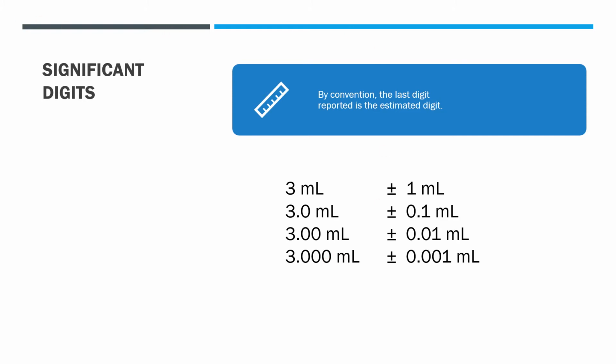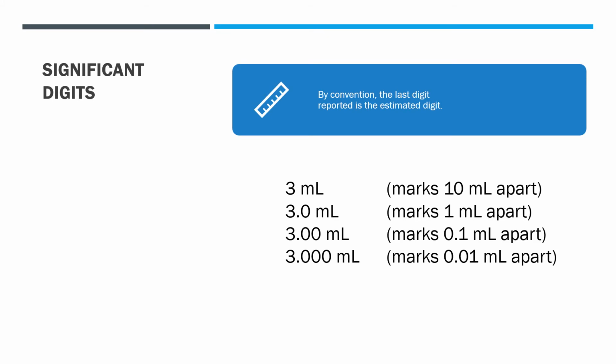So really what this convention does for us is it gives us a shorthand way to express the uncertainty in the number. If I write down 3 milliliters, I'm telling you that's give or take a milliliter. If I write down 3.0, that's give or take a tenth of a milliliter. 3.00 is give or take 0.01 milliliters. And if I write it down this way, it's give or take a thousandth of a milliliter. So it's a shorthand way of communicating the uncertainties.